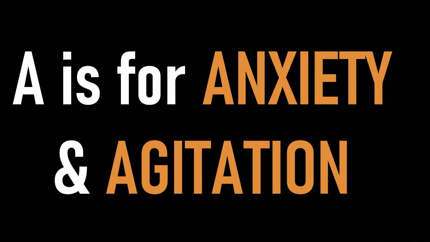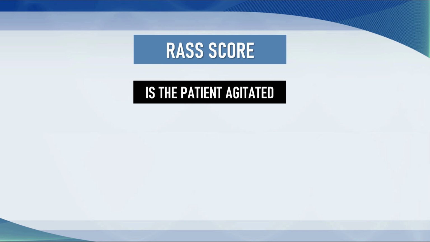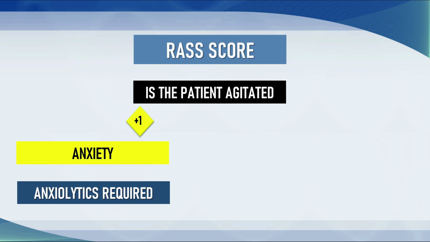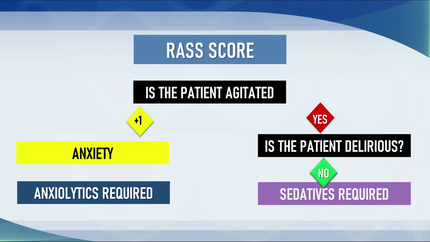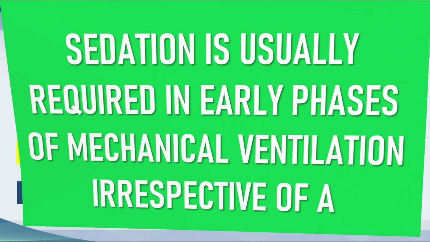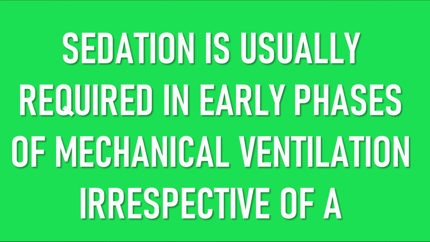A is for anxiety and agitation. When we do our RASS score, we ask ourselves, is the patient agitated? If the patient has a positive RASS score, say for example in the region of +1, this is likely just due to anxiety, and anxiolytic agents are required. If the patient is truly agitated, then you ask yourself, is the patient delirious? And if they are not, then we give them sedatives. Sedatives are also usually required in the early phases of mechanical ventilation, irrespective of anxiety and agitation.